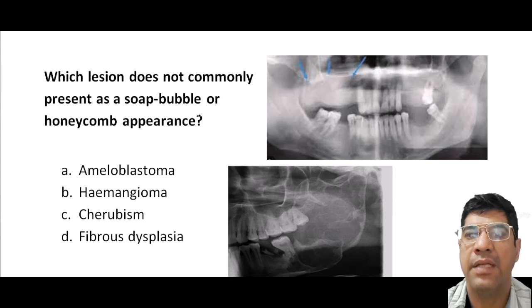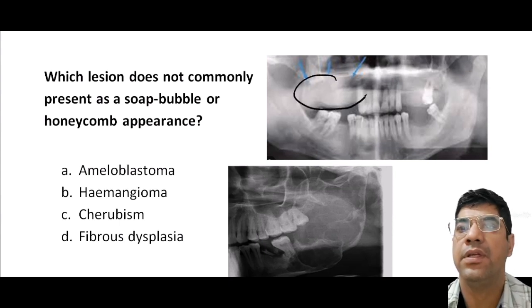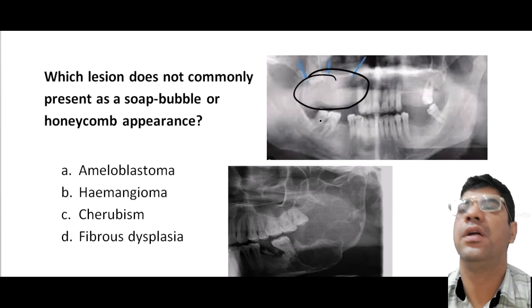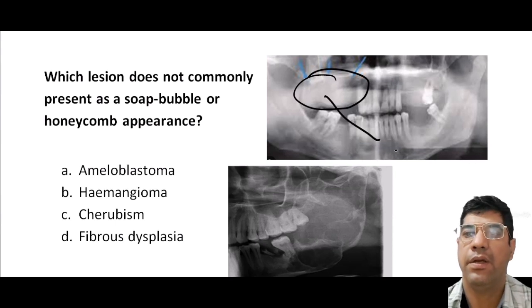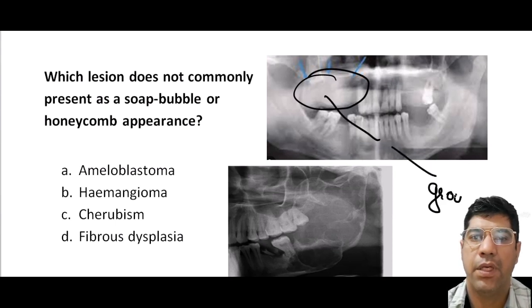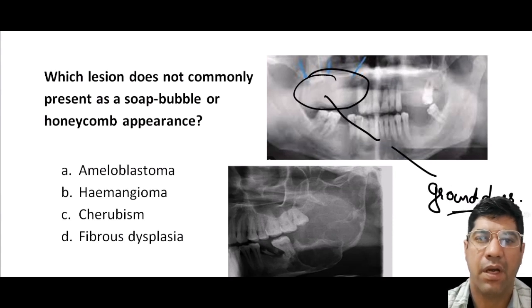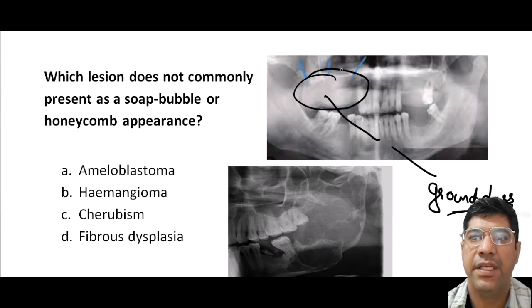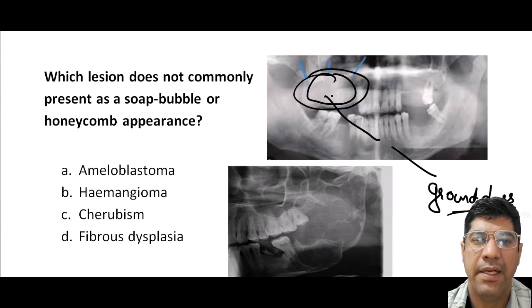They appear as a ground glass appearance. So this appearance would be a ground glassy or cloudy pattern on the radiograph. So the bone you will see here would be hazy, poorly defined, and somewhat granular in appearance, and it does not resemble the soap bubble or honeycomb appearance.